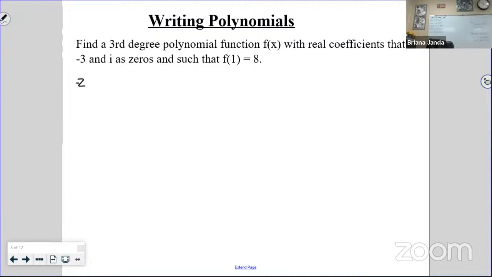So I'm going to start with my list of zeros. I have -3 and i. What am I adding to this list? It's the imaginary friend, -i, right? Put those into my factors.